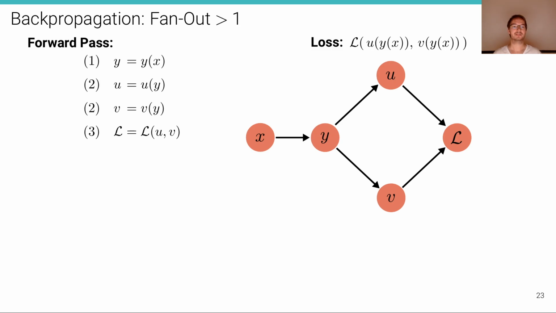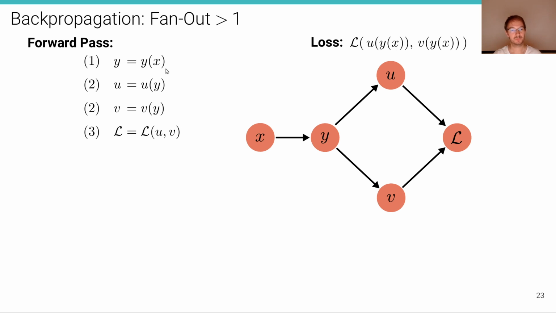So let's look at a slightly more difficult example now. This is an example where we have a fan-out bigger than 1 situation. Fan-out means the number of connections that are outgoing from a particular node. Before, we had a chain, so every node had 1 outgoing connection. Now in this case, Y has multiple outgoing connections. Y sends to U and to V. So we're looking in this particular case at this loss function: L of U of Y of X and V of Y of X.